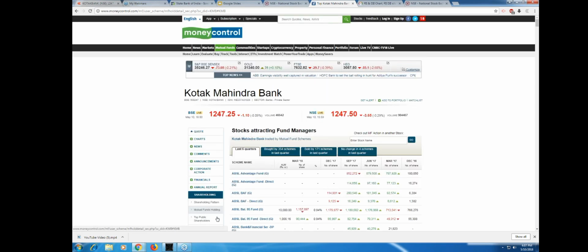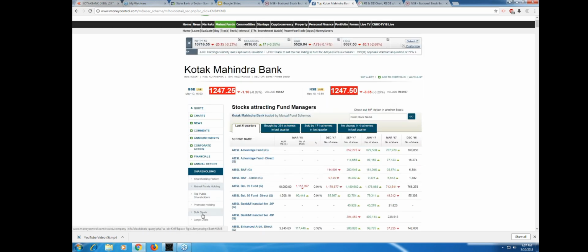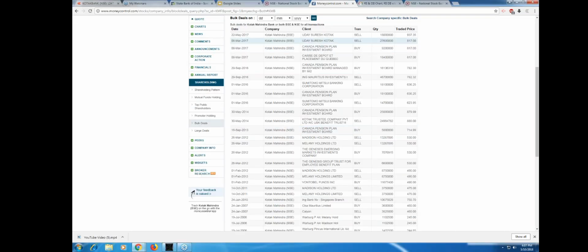Then I want to show you its bulk deals. So see here, bulk deals, 8th of March 2017, right? 22nd of May 2017. Who sold it? Uday Kotak sold it, right? In both the cases, Uday Kotak has sold it, and who has bought it? It's the Canada Pension Plan which has bought it, right? Buying has been done precisely by all the FIIs, right?